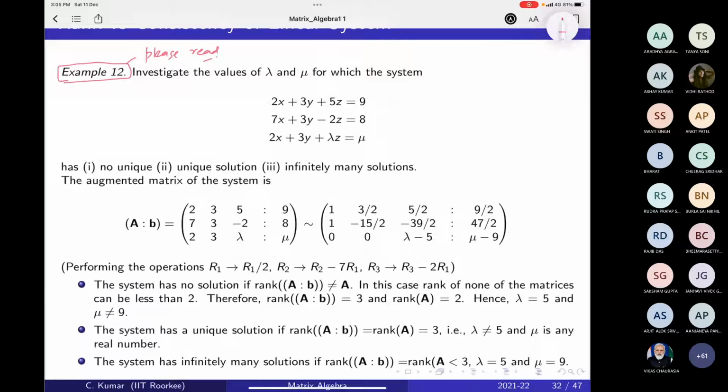So basically in this example, you have two unknowns, lambda and mu. You have to find the values of lambda and mu for which you don't get any solution, the values for which you get a unique solution, and values for which you get infinitely many solutions. Okay, so the same type of argument you have to adapt.